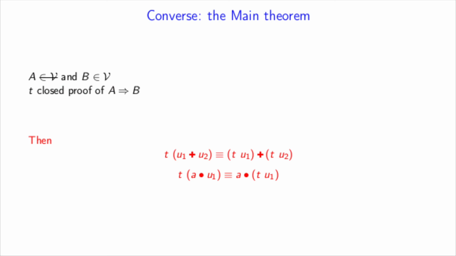So we are now ready to express the main theorem of our paper, which is the converse of this property. That is, if you take an arbitrary proposition A, and a vector proposition B, and a closed proof T of the proposition A implies B, then this proof T expresses a linear map in the sense that if you apply this proof T to a proof of the form U1 plus U2, then you get a proof which is convertible with the proof TU1 plus TU2. And in the same way, if you apply this proof T to a proof of the form a times U1, then you get a proof which is convertible with the proof a times TU1.